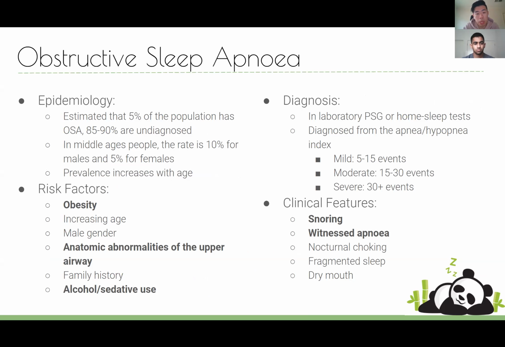This is very common and is becoming more and more common with increasing risk factors. Your most important risk factors are there in bold, but they all make sense, especially with the pathophysiology that we'll talk about in a second. This is diagnosed formally in a polysomnography with apnea-hypopnea indexes. This is kind of interesting, but it's not something that you definitely have to commit to memory, but you could if you wanted to. Clinical features are snoring and witnessed apnea, so their partner noticing that they are struggling to breathe at night, and fragmented sleep, as well as a feeling of waking up tired or fatigued.